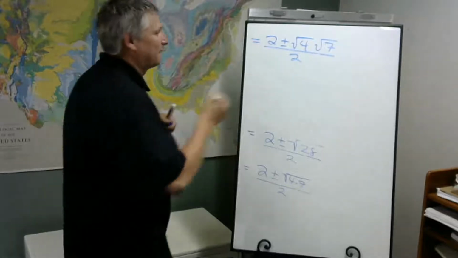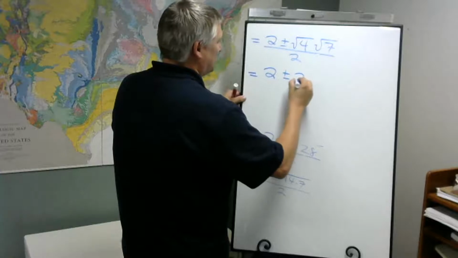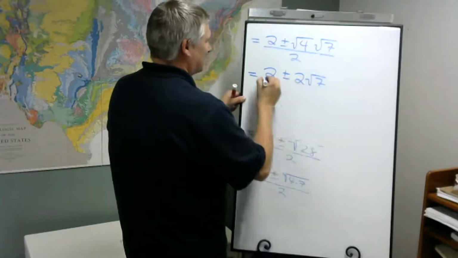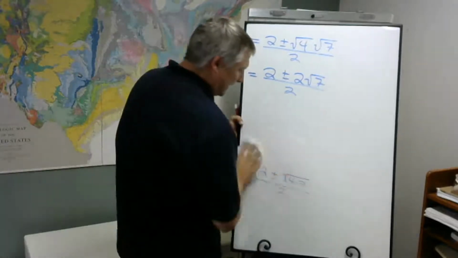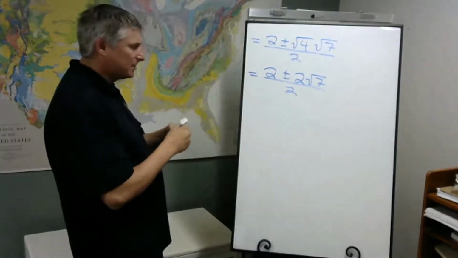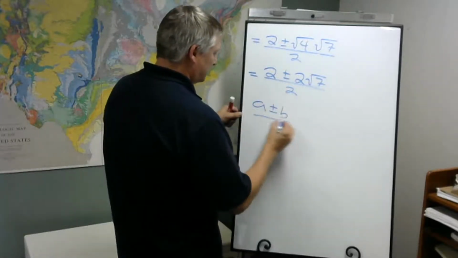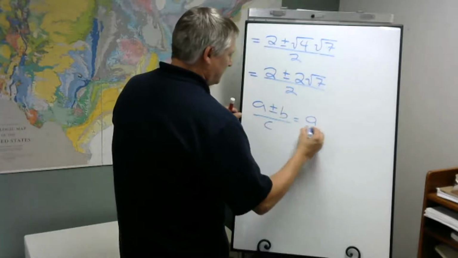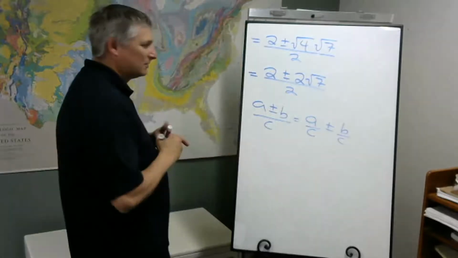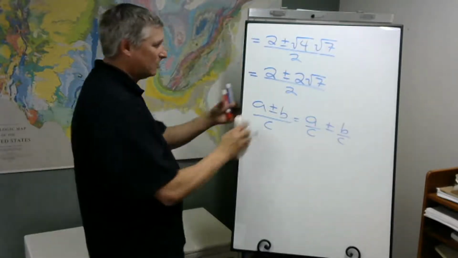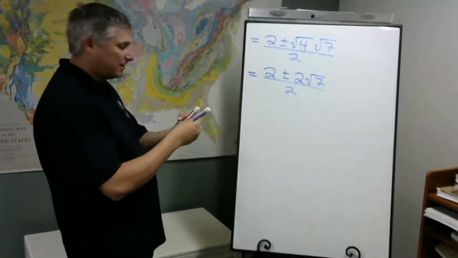So let's do this. 2 plus or minus now 2 root 7 over 2. And again, this is that idea that comes up in algebra. A plus or minus b over c is a over c plus or minus b over c. So we could do the same thing here. Or another thing you could do, to simplify, you could factor out 2.